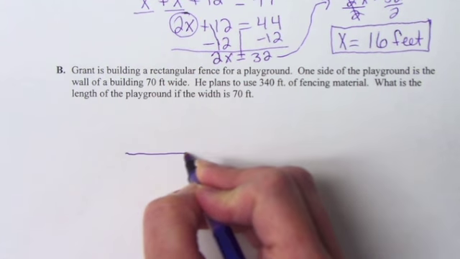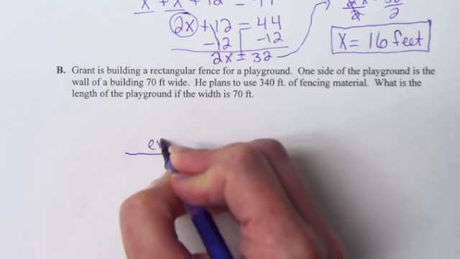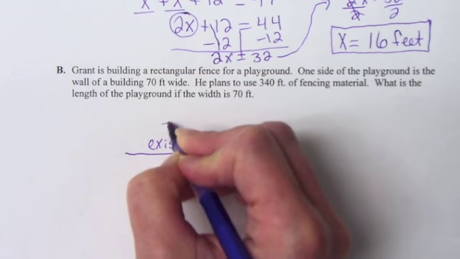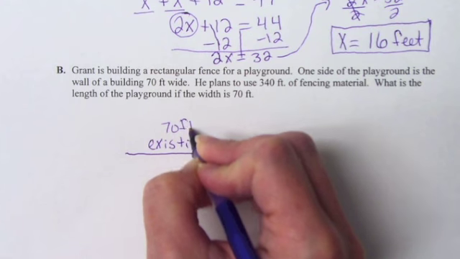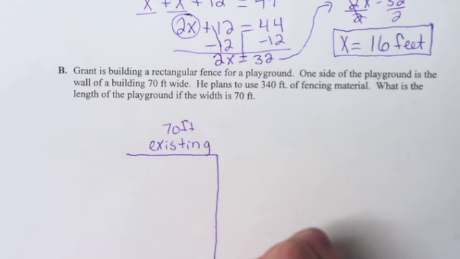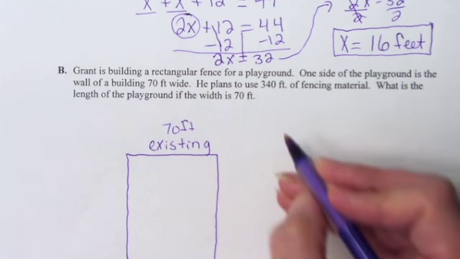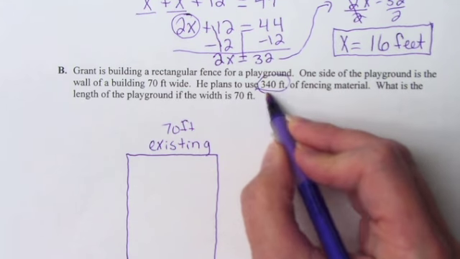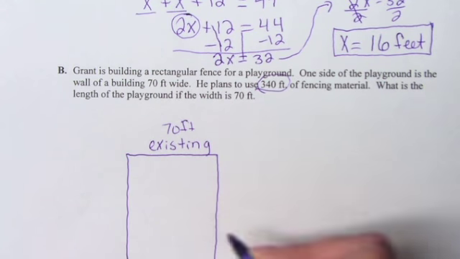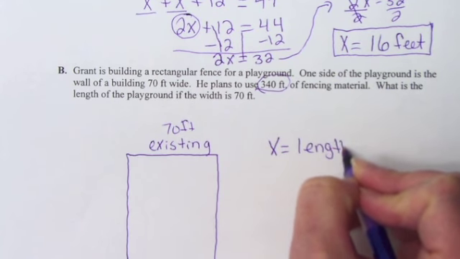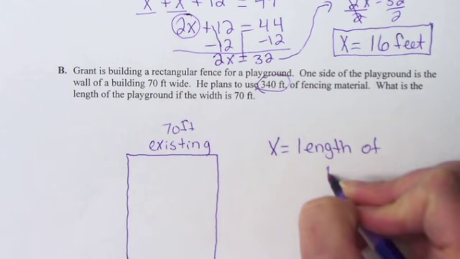We have an existing side. I'm going to do this right with the length and the width here. Existing, we have the width. That's 70 feet. Then the length, we'll make the length longer this time, since usually length is longer. If your existing side is 70, so is the other side. We know we have 340 feet of fencing. We don't know what the length is, so again, we're going to say x equals length of playground.